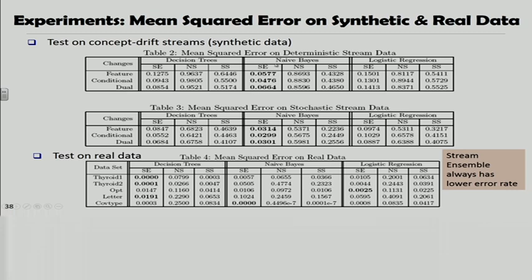She shows that no matter what method she is using, this biased sampling plus ensemble gets the smallest error rate. That means it's the most accurate model. And also the time is very small as well.